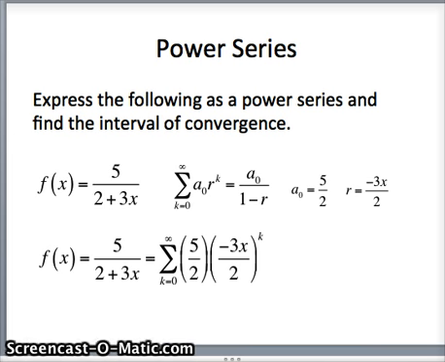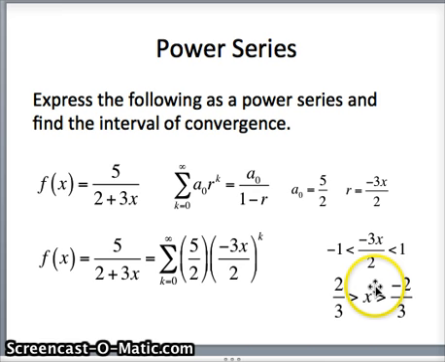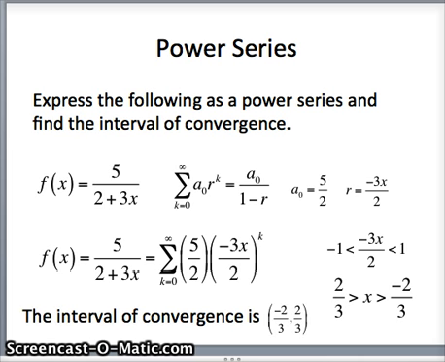The common ratio must be between negative 1 and positive 1. So our common ratio is negative 3x over 2. I want that to be between negative 1 and positive 1. Algebra here gets a little tricky. We need to multiply by negative 2/3, but when you multiply both sides by a negative number, remember, you've got to change the sign of the inequality. Multiplying negative 2/3 times negative 1, I get 2/3. That sign switches because I multiply both sides by a negative. Similar thing here. Multiply both sides by negative 2/3 there. The sign switches. So normally we would write negative 2/3 is less than x is less than 2/3. That will be our interval of convergence.